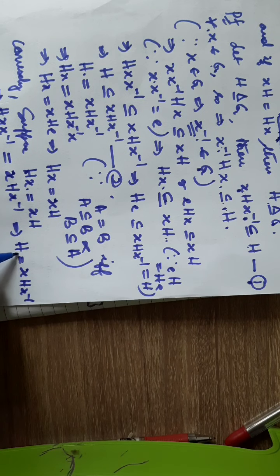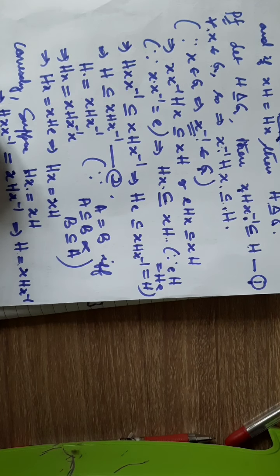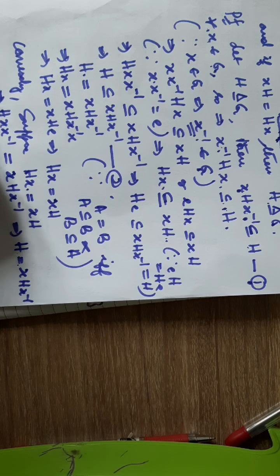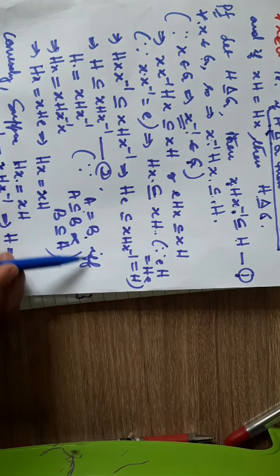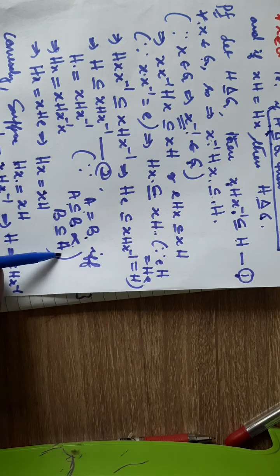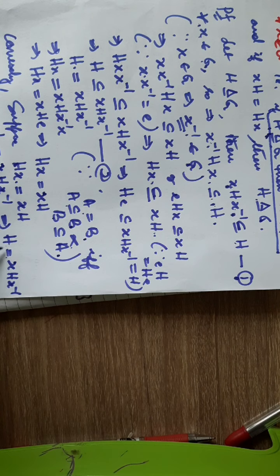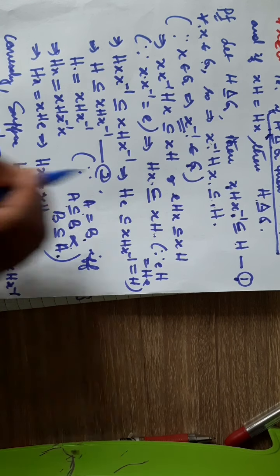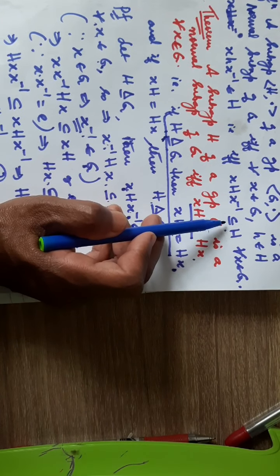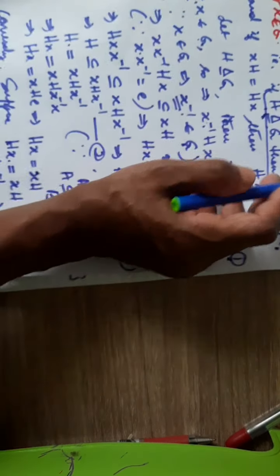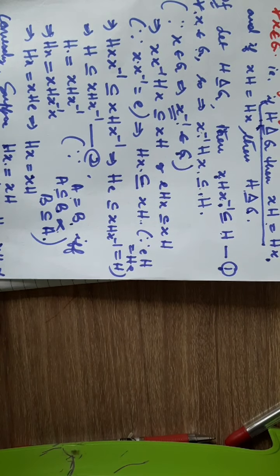So now H is equal to this one, which means that xHx inverse is contained in H. Again, by this property, A is equal to B if A is contained in B and B is contained in A. So H is equal to xHx inverse will imply that xHx inverse is contained in H. And this implies that by definition of normal subgroup, it means that H is a normal subgroup of G.